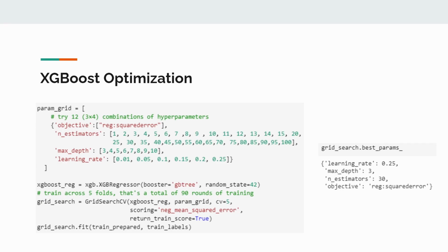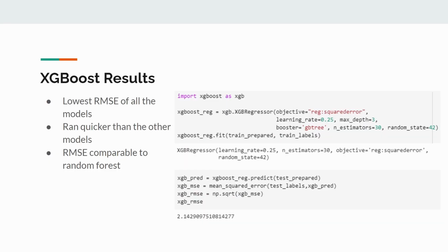We performed a parameter search on the objective function, which is squared error, the number of estimators, the max depth of the tree, as well as the learning rate. On the right, you can find the results of our grid search, and the best parameters were a learning rate of 0.25, a max depth of 3, 30 estimators, and the objective function, which was the regressor squared error. Here are the final results of our XGBoost. It yielded the lowest RMSE with a value of 2.14.